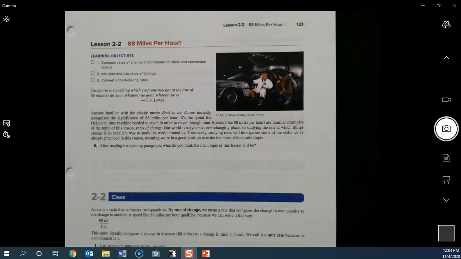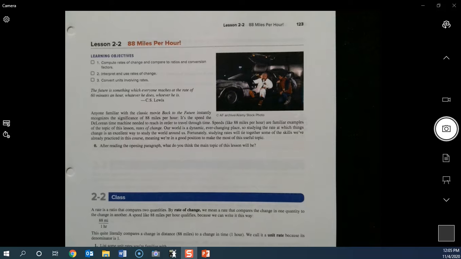Hello class, we're about to start lesson 2-2, 88 miles per hour. We're also going to cover a small portion of 2-3 as well and finish up 2-3 tomorrow. But your check assignment you will need to do tonight for section 2-2, and then you will do section 2-3 check assignment tomorrow.